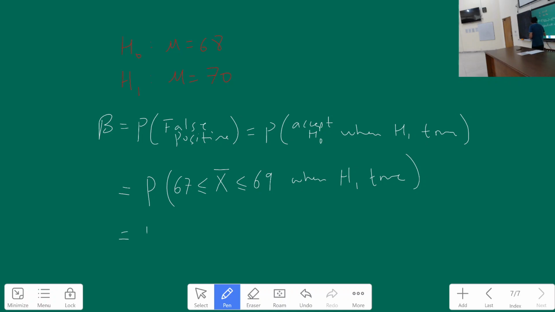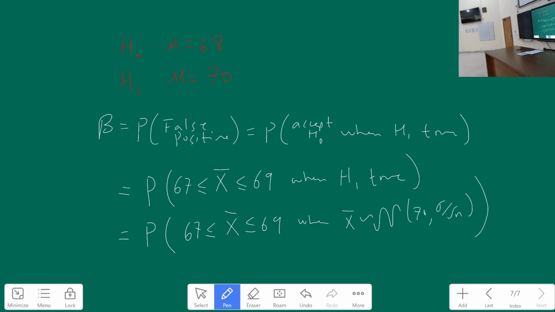That is the case, then this probability can be written as X bar between 67 and 69 when in fact X bar had a distribution with mean 70 and variance sigma over square root n. This is where the difference lies. If the true mean is 70, that is H1 is true, then it is still Gaussian distributed, but its mean should be 70, not 68.